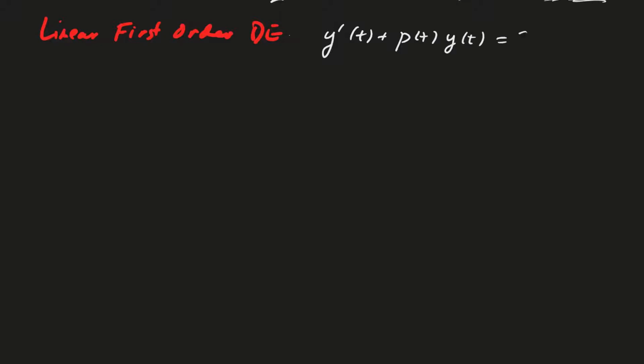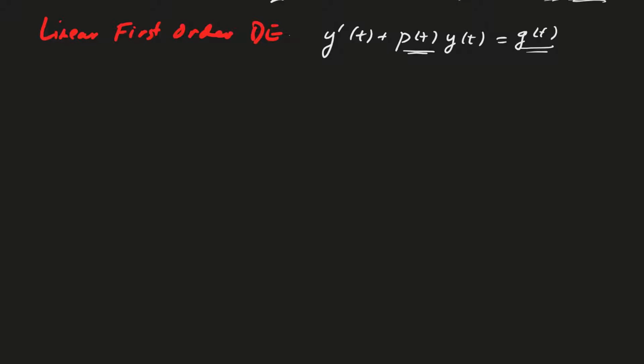Okay, so we're going to be talking about linear first-order differential equations and a technique for solving them. So let's take a look at the standard form for a linear first-order differential equation. The types of differential equations we're talking about are those that can be put in the form y prime of t plus p of t times y of t equals g of t. And so you'll see here that we have two arbitrary functions of t.